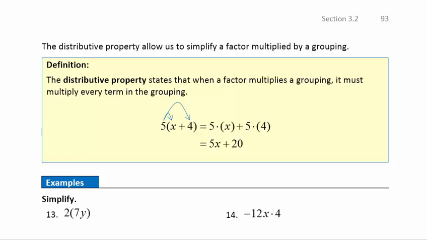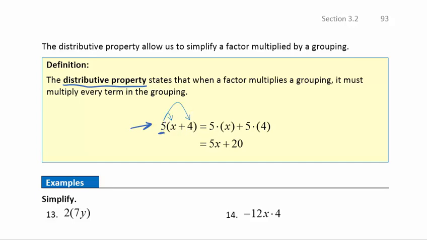The distributive property allows us to simplify a factor multiplied by a grouping. So the distributive property states that when a factor multiplies a grouping, it must multiply every term in the grouping. So for example here, this factor 5 is multiplying this grouping x plus 4. And we want to multiply 5 times everything in that grouping, and the way we do that is just kind of one at a time.